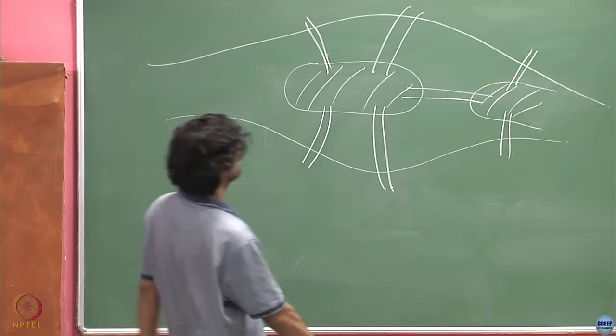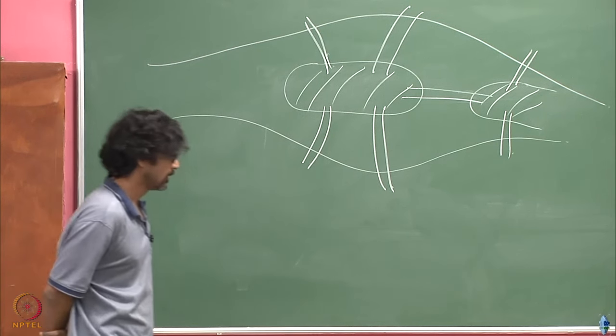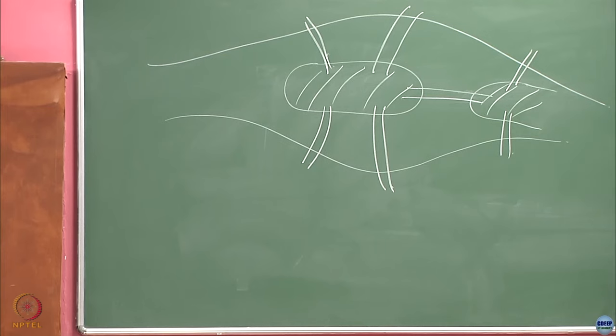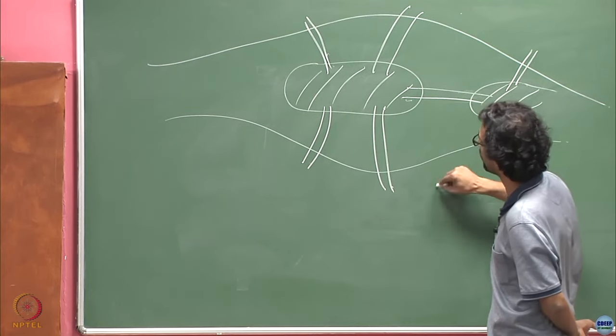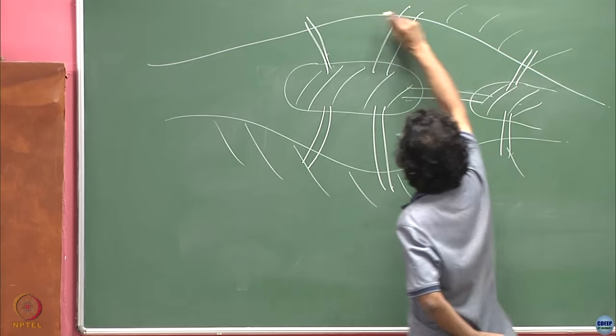I hope I've drawn 7, right? Yeah, my arithmetic is correct. So now, an interesting mathematical question arose. How many landmasses are there? 1, 2, 3, 4, right? So these are the landmasses.